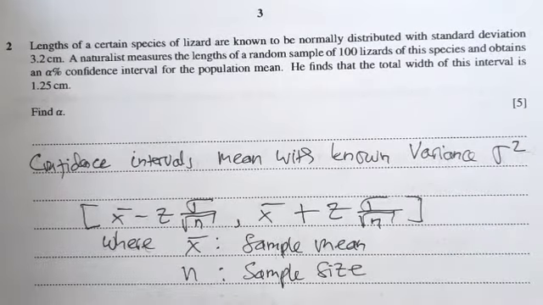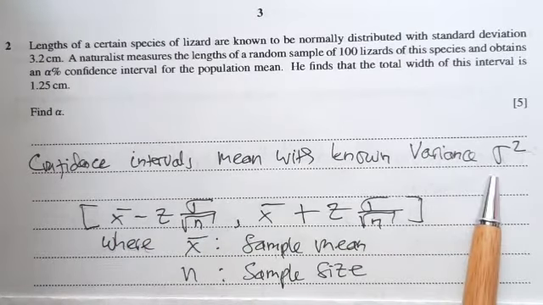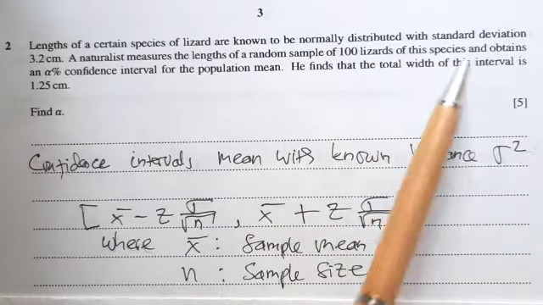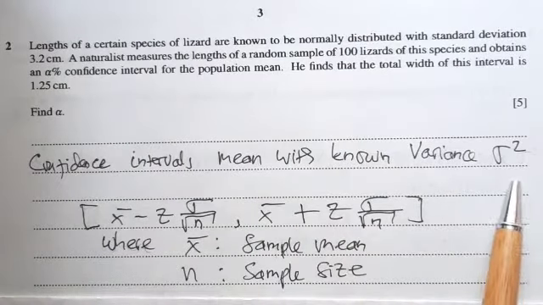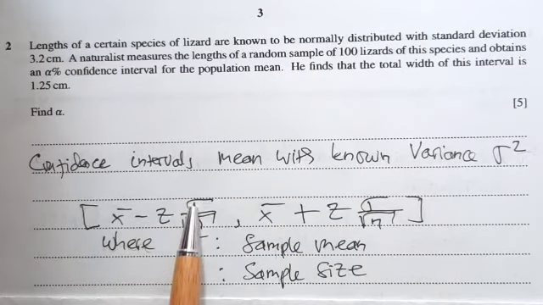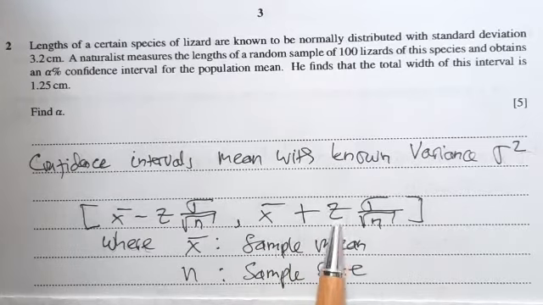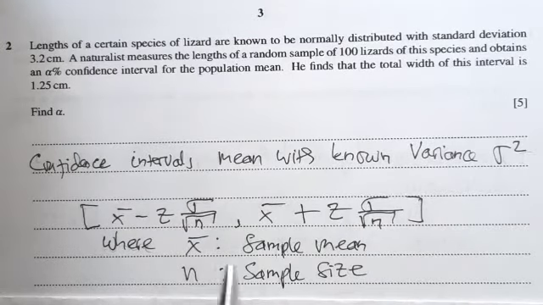Now, for the confidence interval for the mean with known variance sigma squared, because here the standard deviation is known, thus sigma is 3.2. The formula for the confidence interval is sample mean minus z times sigma per square root of n to sample mean x bar plus z times standard deviation per square root of sample size. Here in this formula, x bar is the sample mean, and n is the sample size.